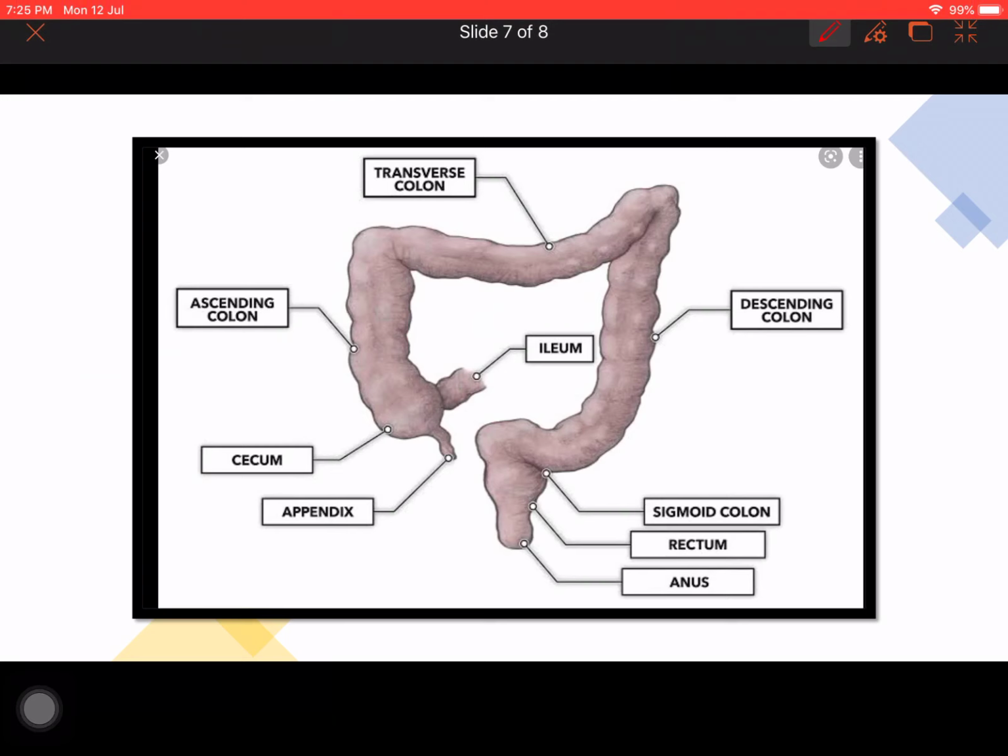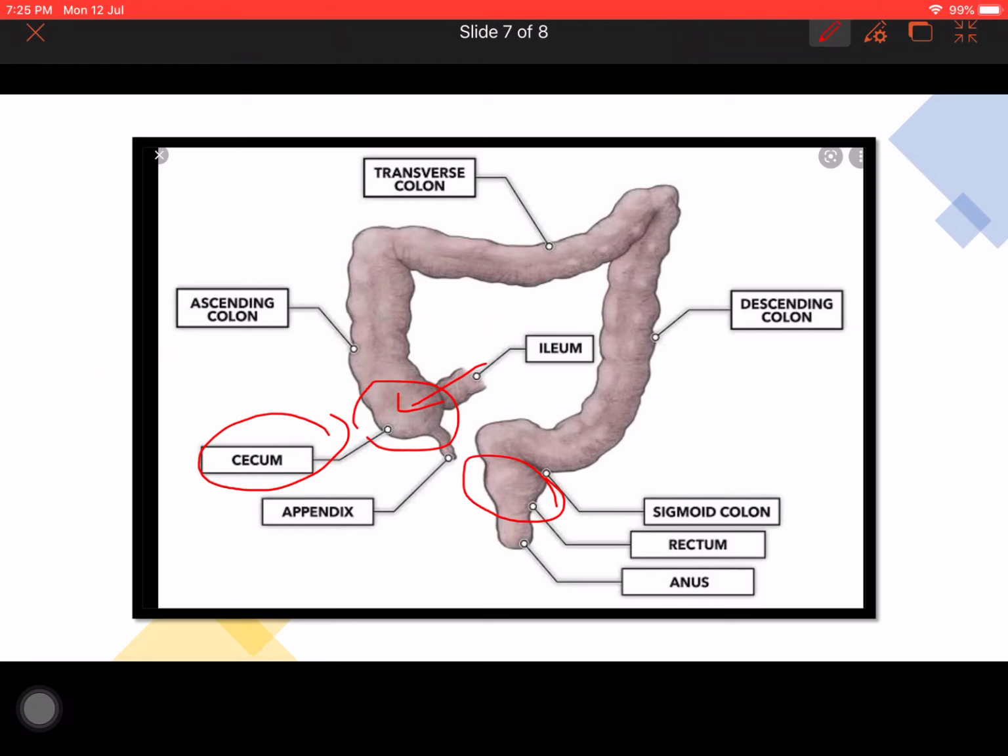The last part is the rectum. Okay, here is the last part, the rectum. Now the first part is the cecum. So what is it? It is a small blind pouch at the junction of the small intestine. Here the small intestine ends.